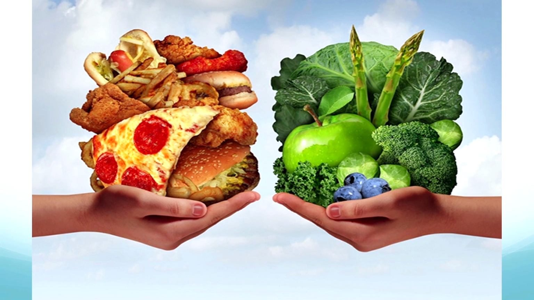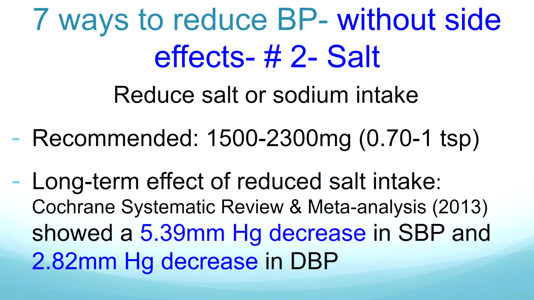So the second way to reduce your blood pressure is by reducing your sodium or salt intake. That's, of course, if you're eating too much. But most Americans do. So the recommended sodium intake is 1,500 milligrams by the American Heart Association, although the American Diabetes Association and the American Academy of Nutrition and Dietetics say you can do up to 2,300 milligrams.